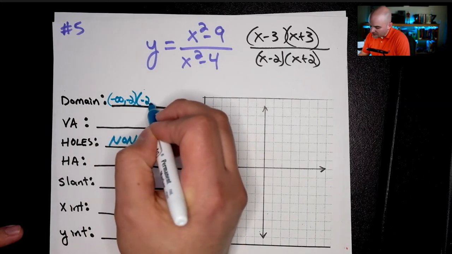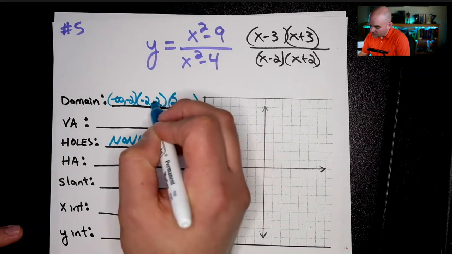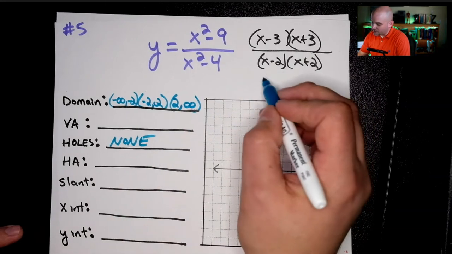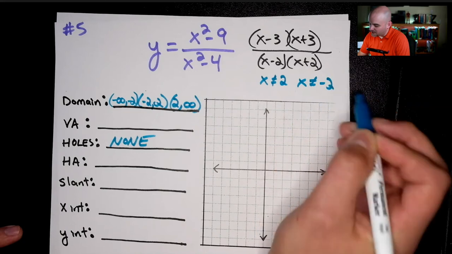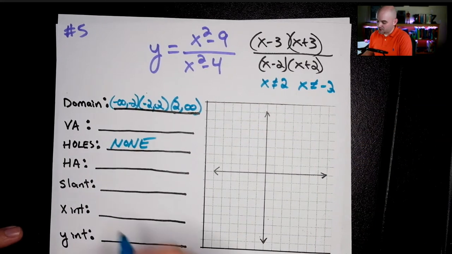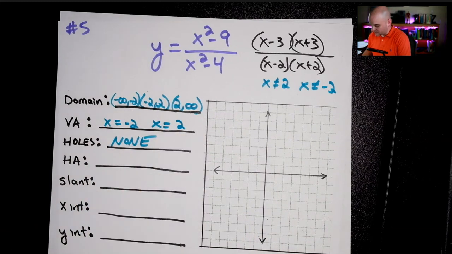And then I'm going to go from -2 to 2, and then 2 to infinity. That is my domain. And because none of those canceled out, those issues with x cannot equal 2 and x cannot equal -2, nothing canceled out, that means I'm going to have two vertical asymptotes here. So one at -2 and one at +2.